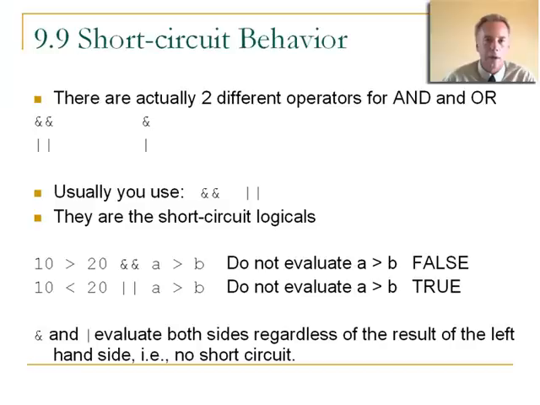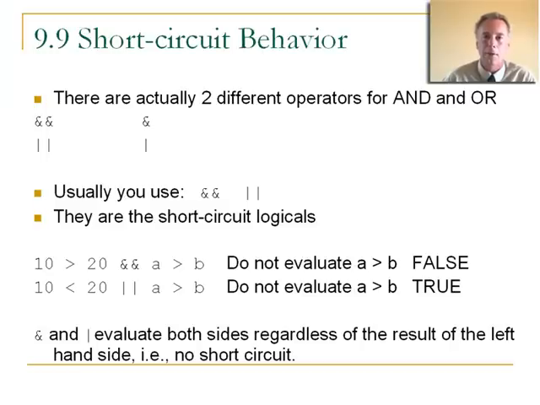It works just a little bit differently with the or. When do you know the result of an or? Let's look at this one. 10 is less than 20, or A is greater than B. Well, 10 is less than 20, that's true. True or anything is true. So with an or, we know the result when we have true on the left. And with an and, we know the result when we have a false on the left.